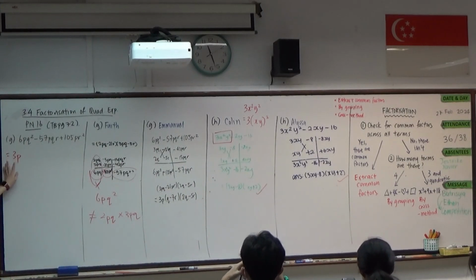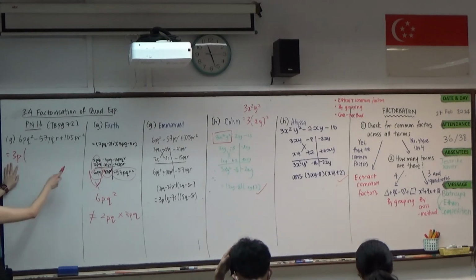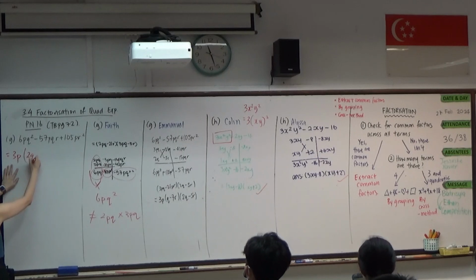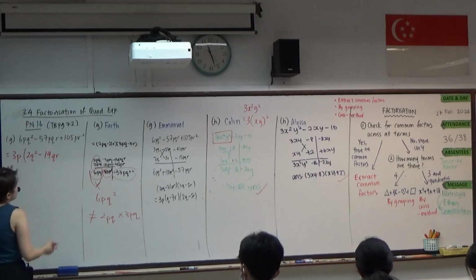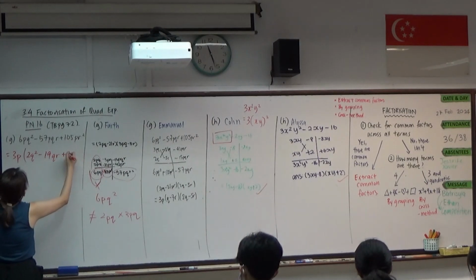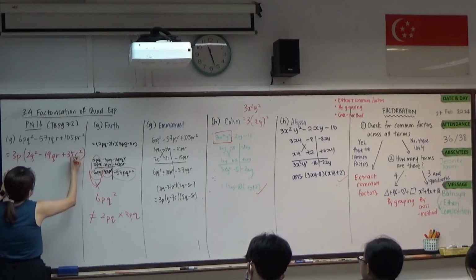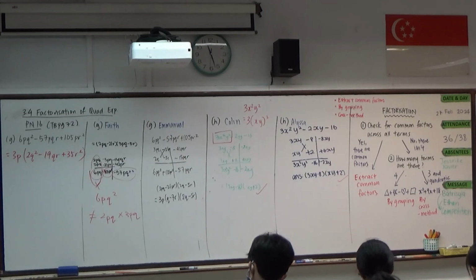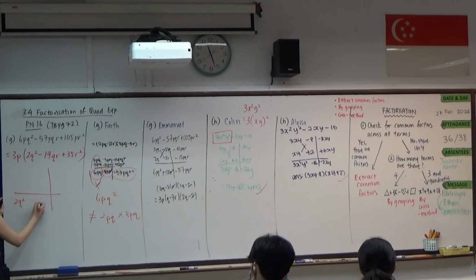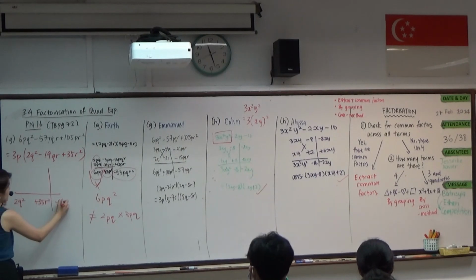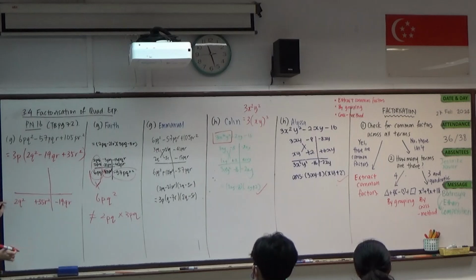So you should do the same set of process. Check for common factors, take it out first, and then it will be much easier for yourself because you'll be left with 2q squared minus 19qr plus 35r squared. Then after that we focus on the 2q squared, positive 35r squared, negative 19qr. And then we arrange it 2q and q.